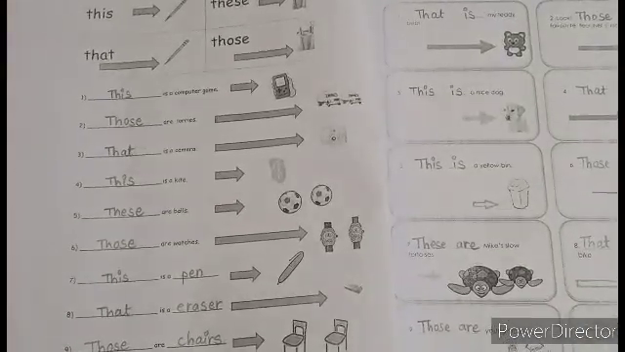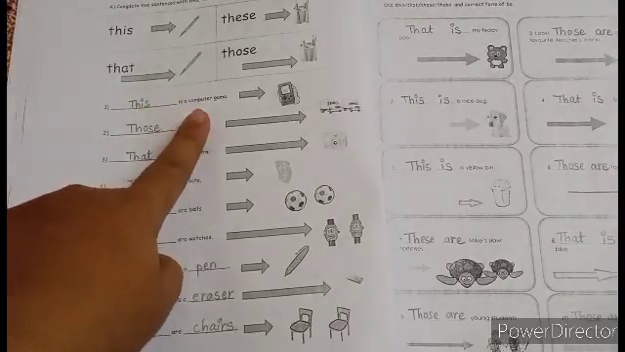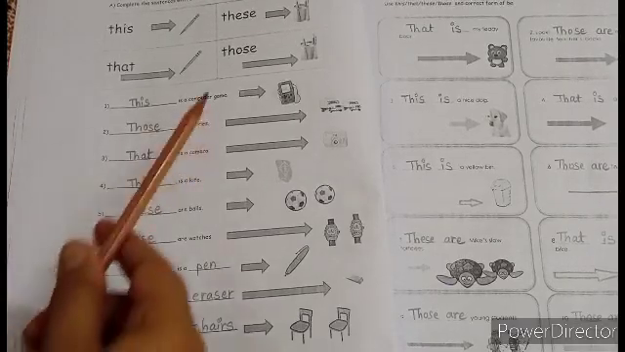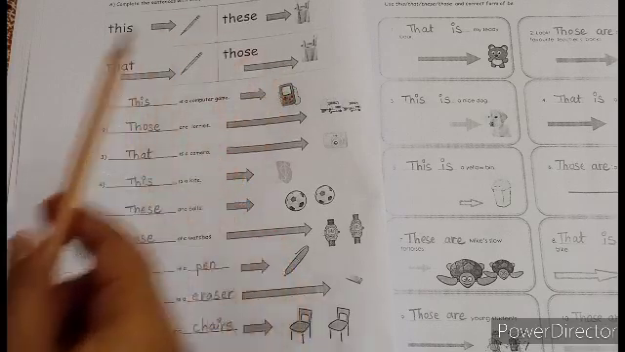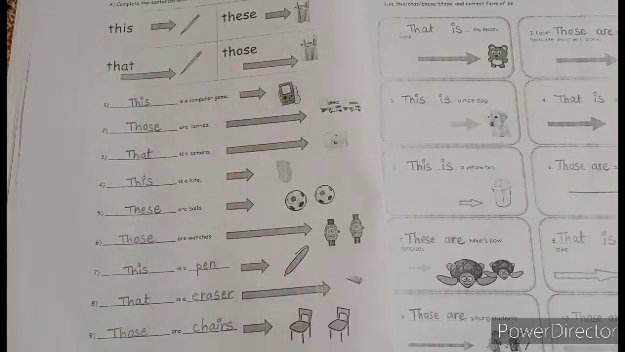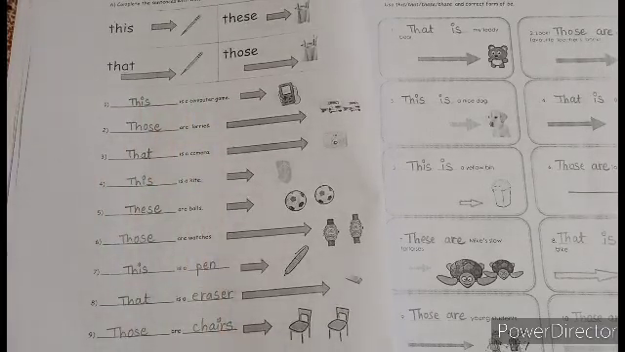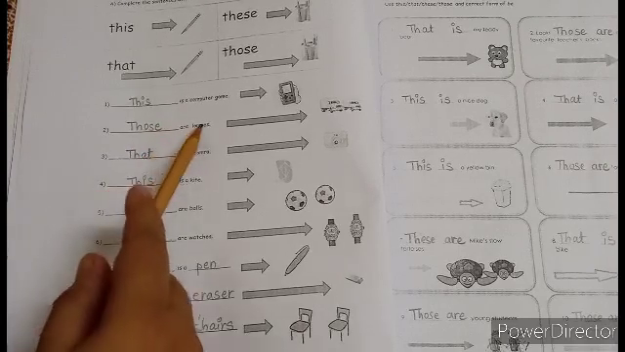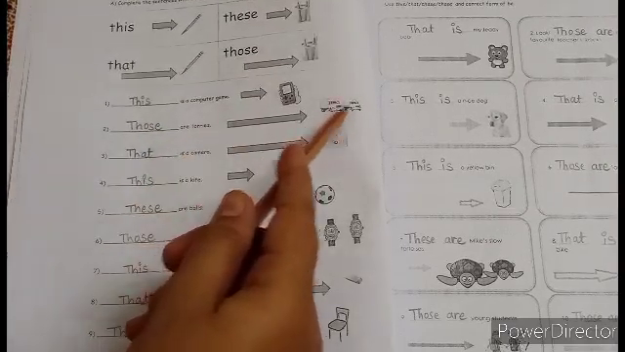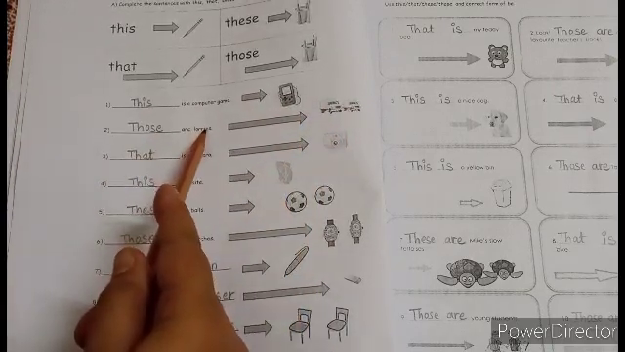In the exercise, the very first question is, dash is a computer game. यहाँ पे ये जो arrow है, it denotes whether the object is near to us or far from us. So this is a computer game, as it's only one and it is near to us. So we will write this. Then dash are lorries. Two lorries are there and they are far from us. So we will write those are lorries.